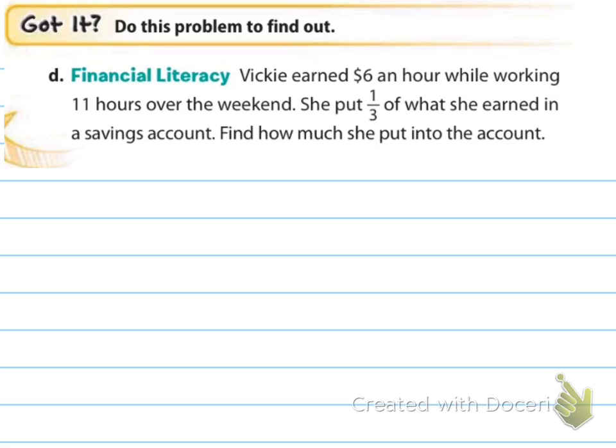Alright, now you're going to do D. Vicki earned $6 an hour while working 11 hours over the weekend. She put 1/3 of what she earned into a savings account. Find out how much she put into the savings account. So you need to write the expression and solve it. We want to know how much she put into the savings account. Pause the video now and find the answer, and come back and I'll have it for you.